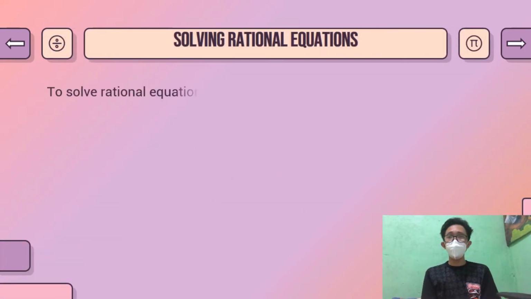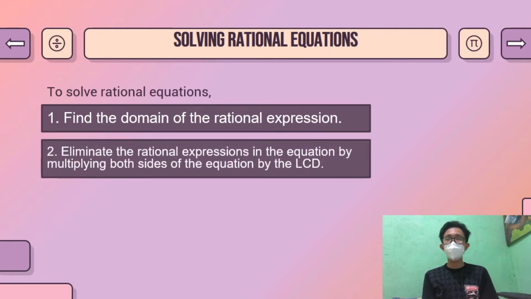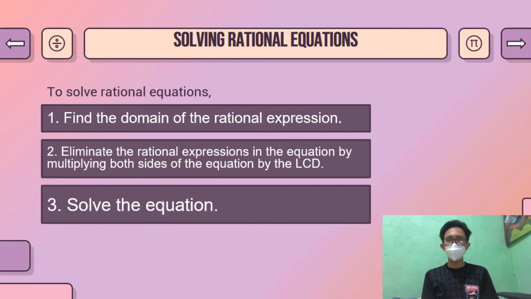To solve for rational equations, we will follow 3 steps. Number 1, find the domain of the rational expressions. Number 2, eliminate the rational expressions in the equation by multiplying both sides of the equation by the LCD, or the least common denominator. And number 3, solve the equation.